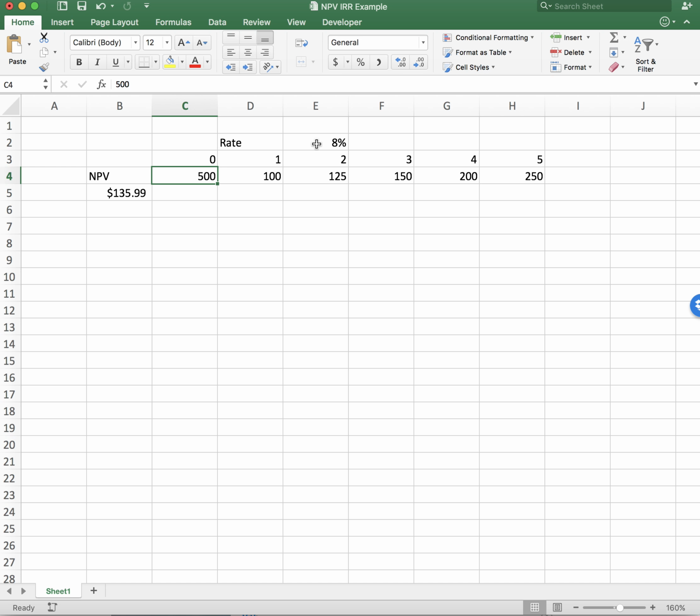So I'll get 8% plus $135 if I invest $500 on this project. Now, another way to look at this, which is a more common way, is instead of investing my $500 and getting 8% and $135, I borrow $500 at 8% interest. These cash flow payments pay that interest. So I'm paying interest at 8%, and that's gone, and I'm left over with $135.99.